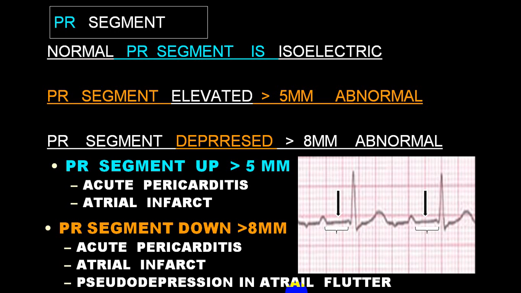Now this is very well seen in aVR. So in aVR, if you see a PR segment elevation or depression, try to think of pericarditis or atrial infarct. This is one important thing. Try to remember. Sometimes you will be able to pick up this pericarditis or atrial infarct if there is an elevation or depression of a PR segment.